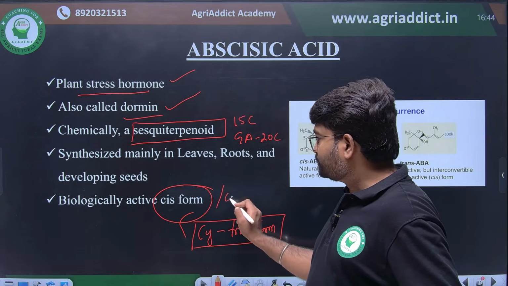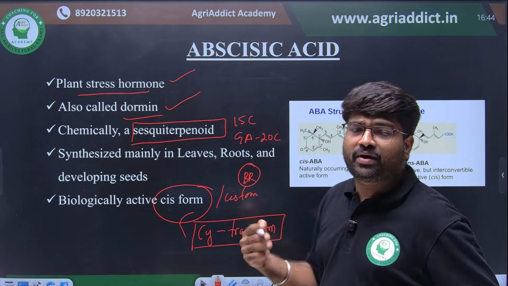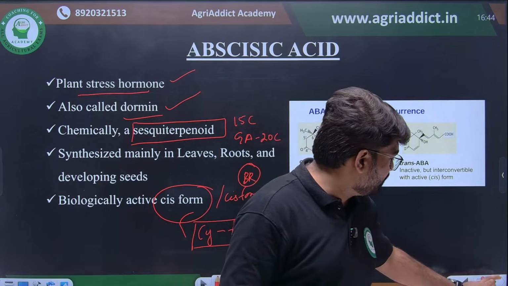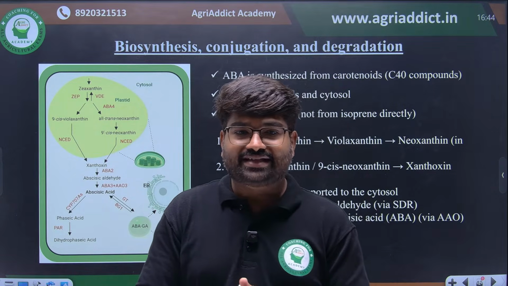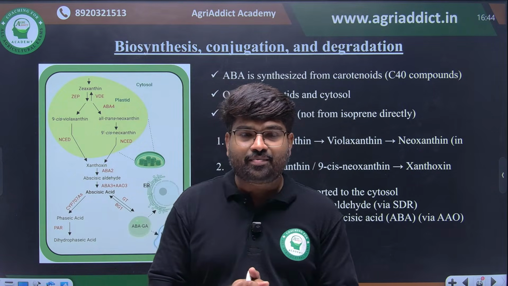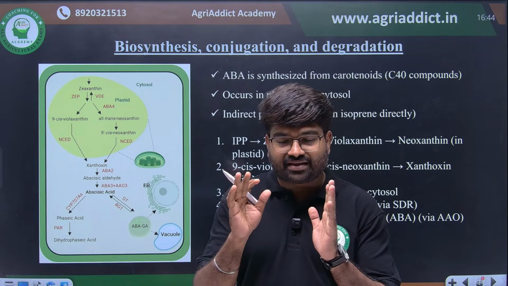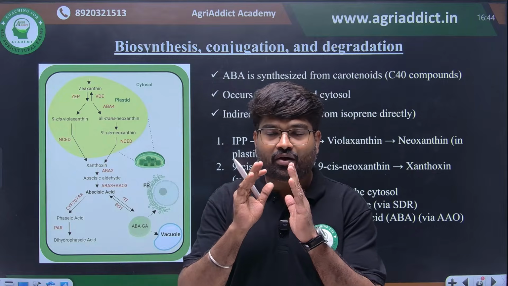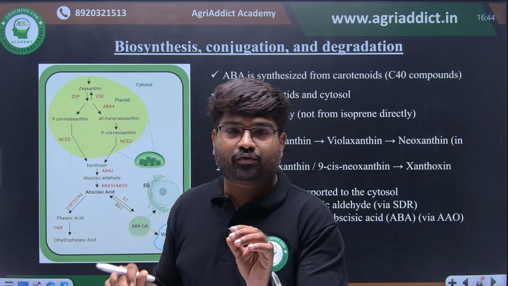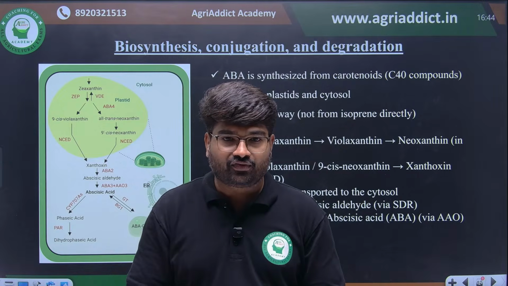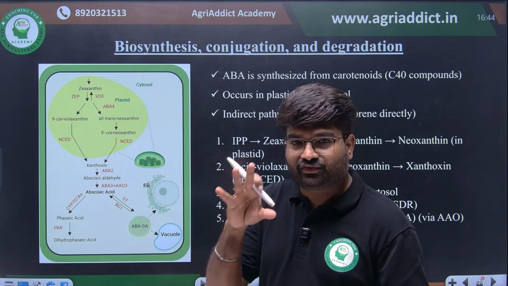Brassinosteroid also has a cis form. These are the key points you have to remember; that's why I am repeatedly telling you. If you see the biosynthesis, sesquiterpene is a 15 carbon compound. It will be formed indirectly by carotenoid cleavage. You have to remember this; this is the most important thing. The indirect pathway of carotenoid cleavage will be involved in the synthesis of abscisic acid. Abscisic acid is a 15 carbon compound.